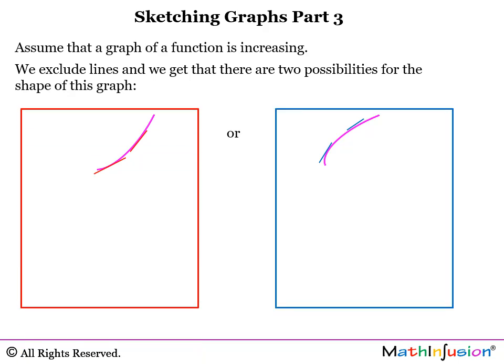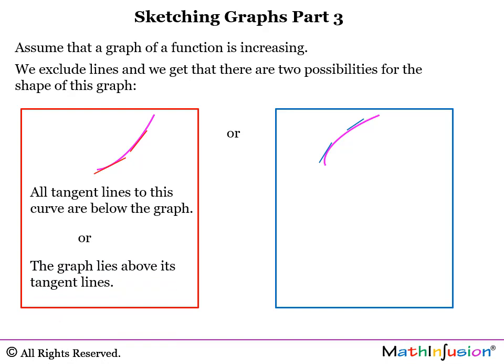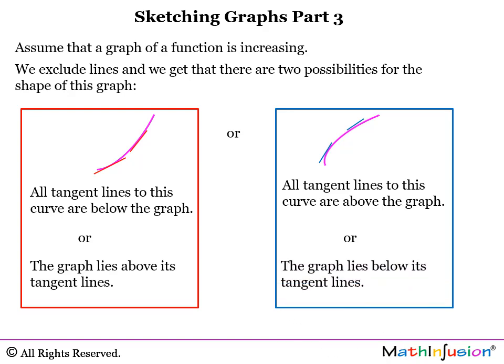In this case, you can observe that all the tangent lines to this curve are below the graph, or that the graph lies above its tangent lines. And in this case, you can observe that all the tangent lines of the curve are above the graph, or another way to look at that is that the graph lies below its tangent lines.